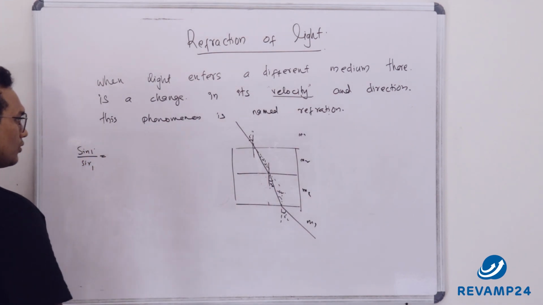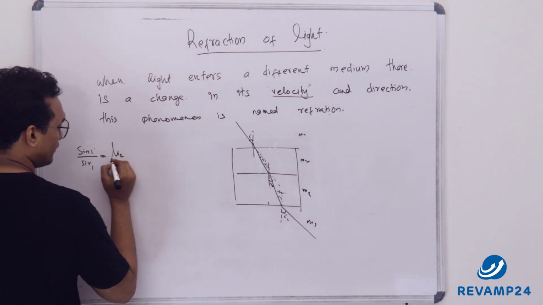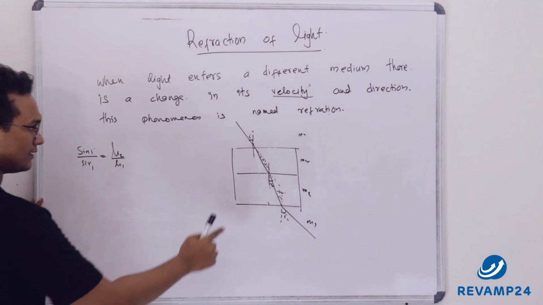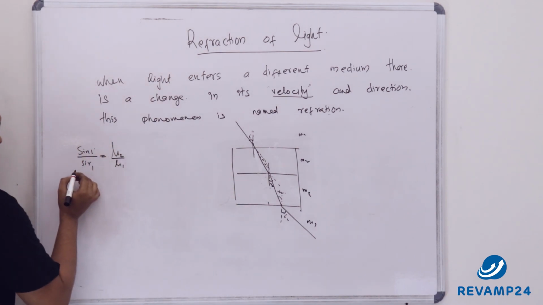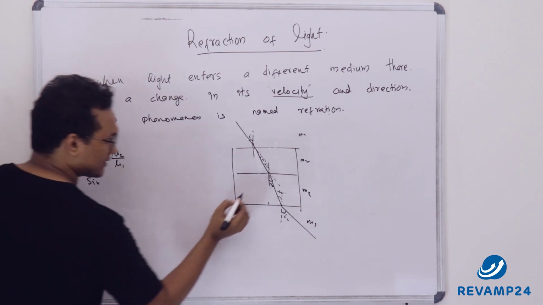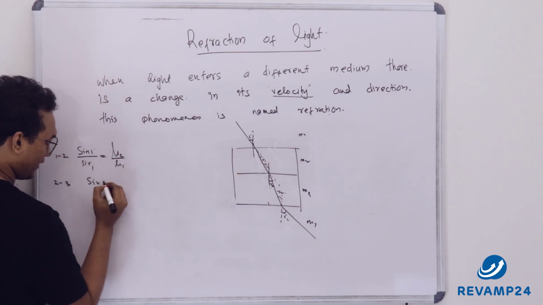Sin i by sin r1 is equal to mu 2 divided by mu 1, where this is medium 1 and this is medium 2. Now at this interface, from 1 to 2, I have applied the law of refraction. Now from 2 to 3 I am applying it. So, what is the incident ray? It is r1.